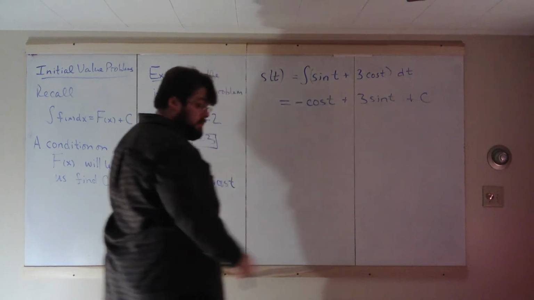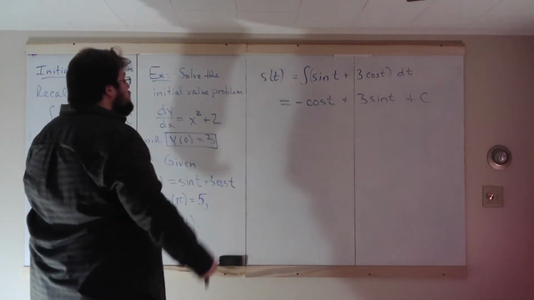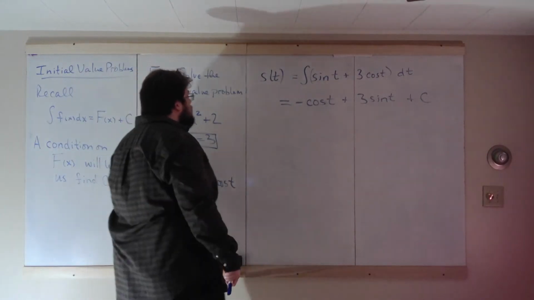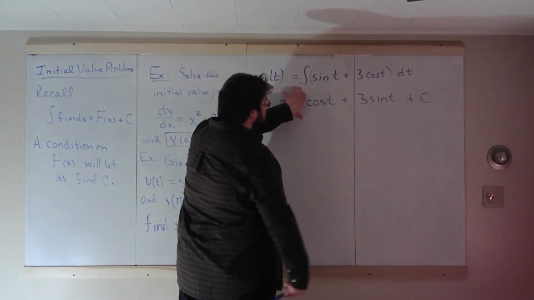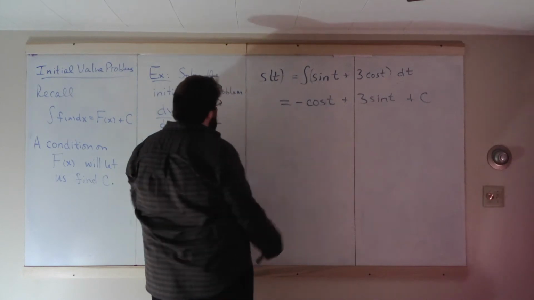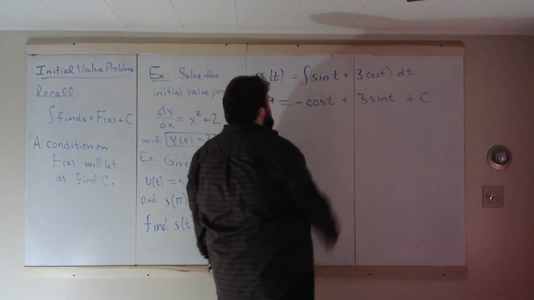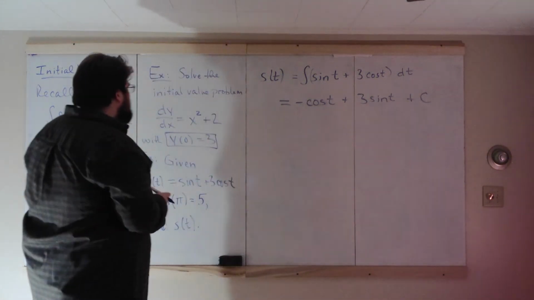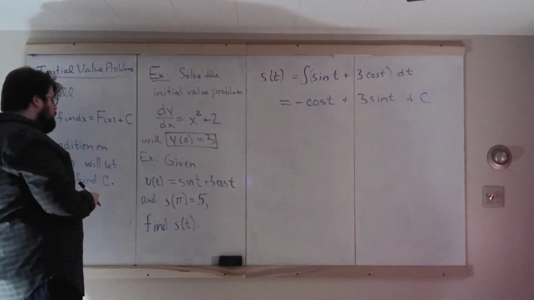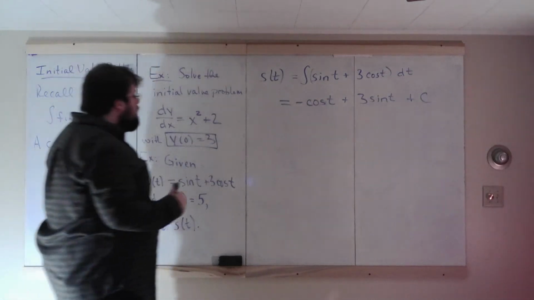Now we have sines and cosines. Let's just make sure that we don't have the signs wrong. Derivative of cosine is negative sine, so derivative of negative cosine is negative sine, which is positive sine. That's okay. Derivative of sine is cosine, so that's okay. Well, now what do we have? s of pi equals 5.